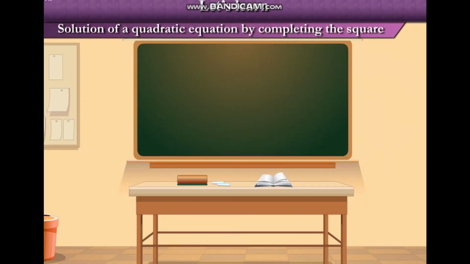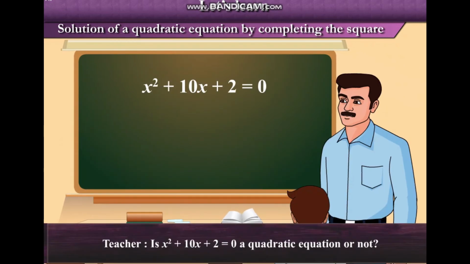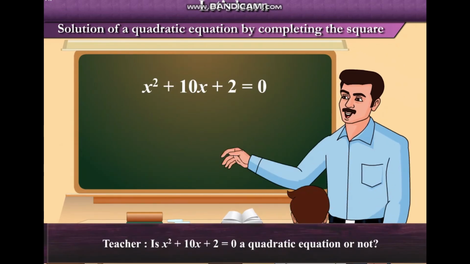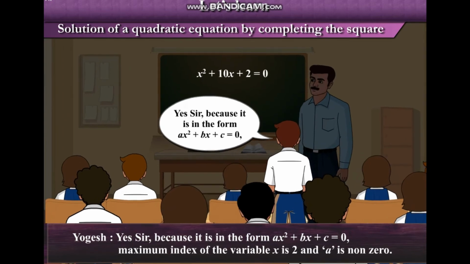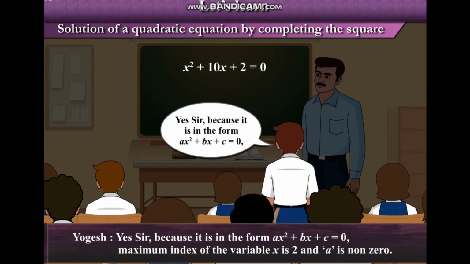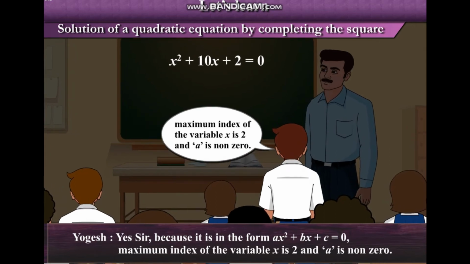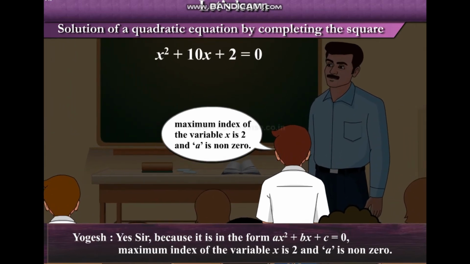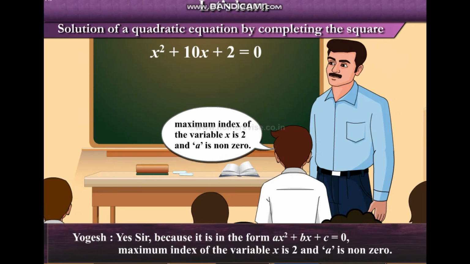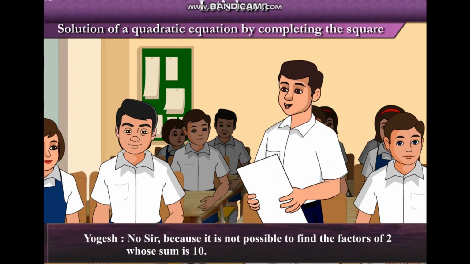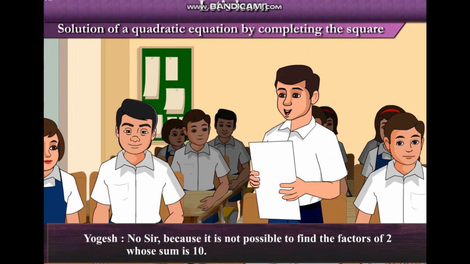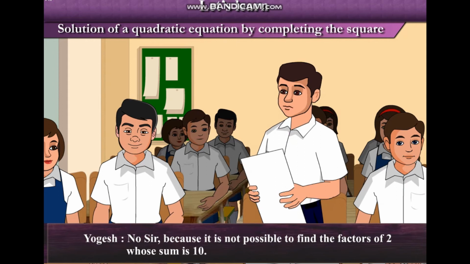Let's learn the solution of a quadratic equation by completing the square. Teacher: Is x² + 10x + 2 = 0 a quadratic equation or not? Yogesh: Yes sir, because it is in the form ax² + bx + c = 0, the maximum index of the variable x is 2 and a is non-zero. Teacher: Can you solve this equation? Yogesh: No sir, because it is not possible to find factors of 2 whose sum is 10.